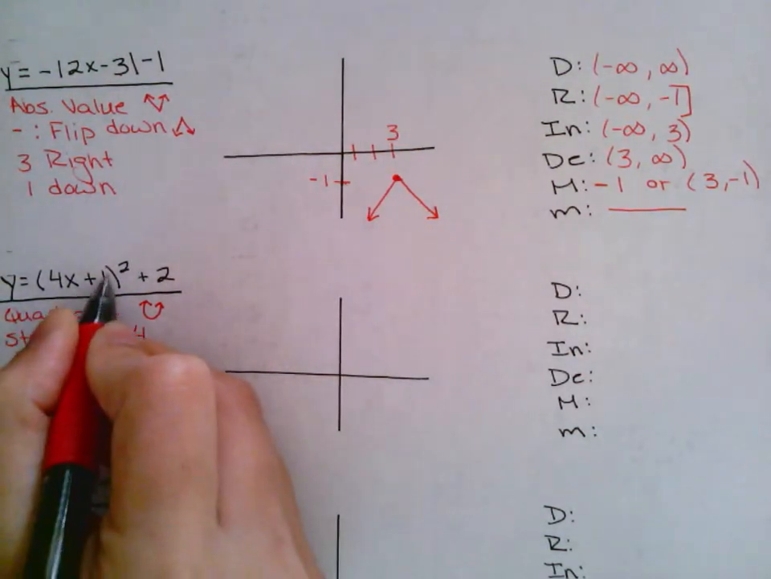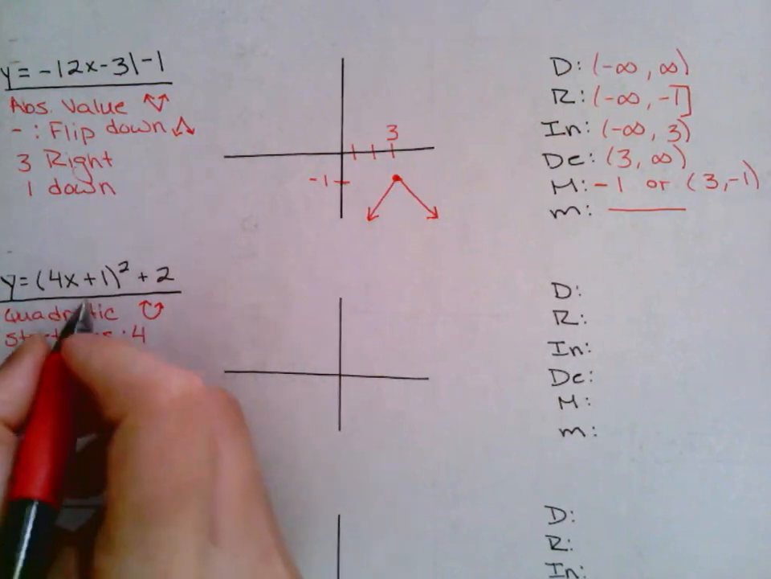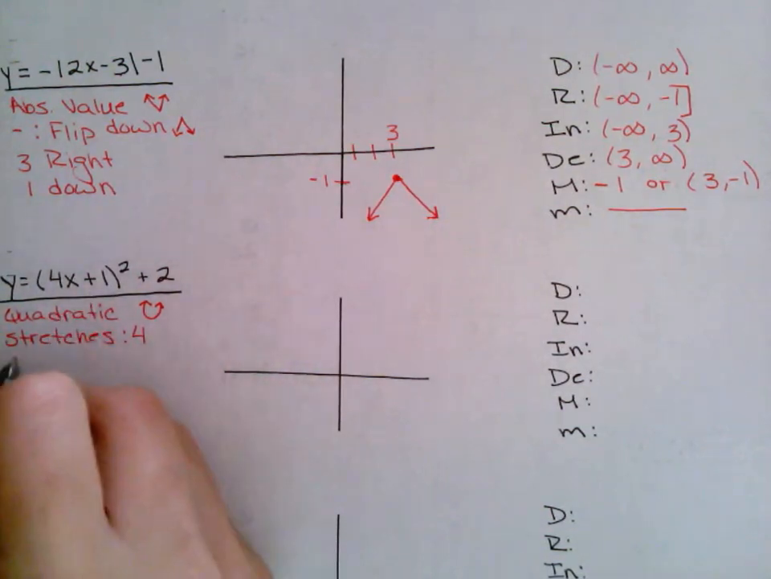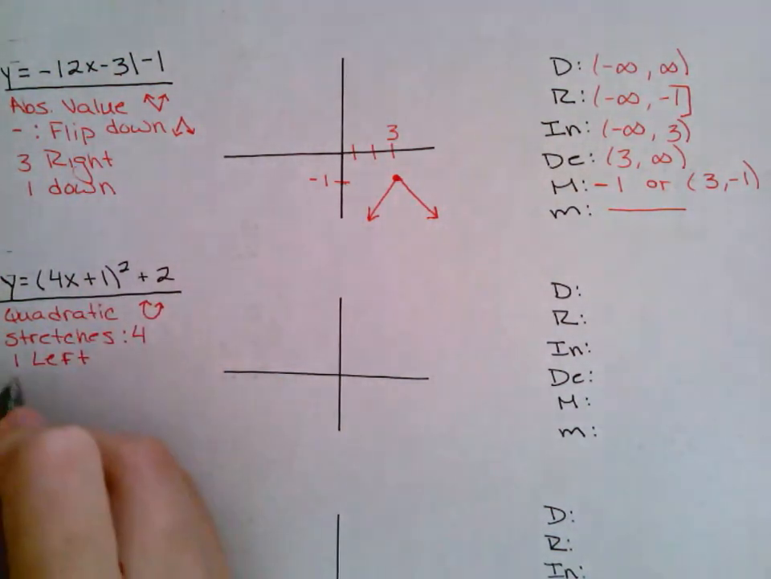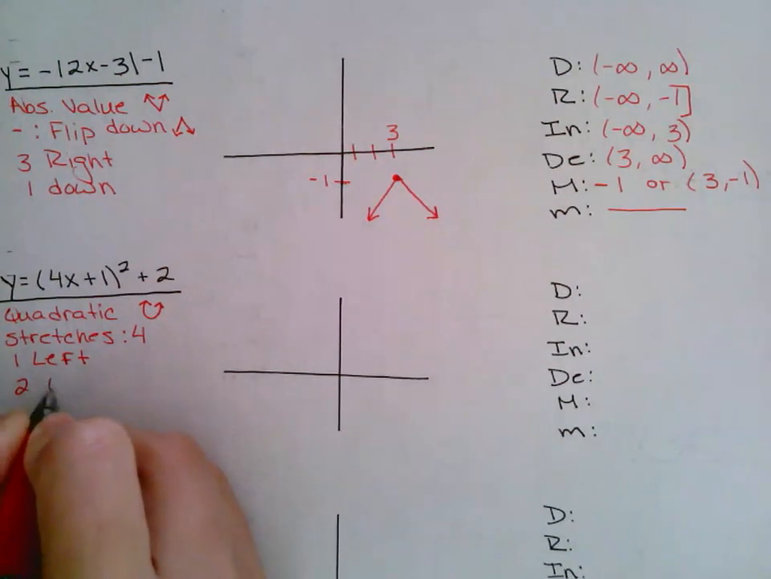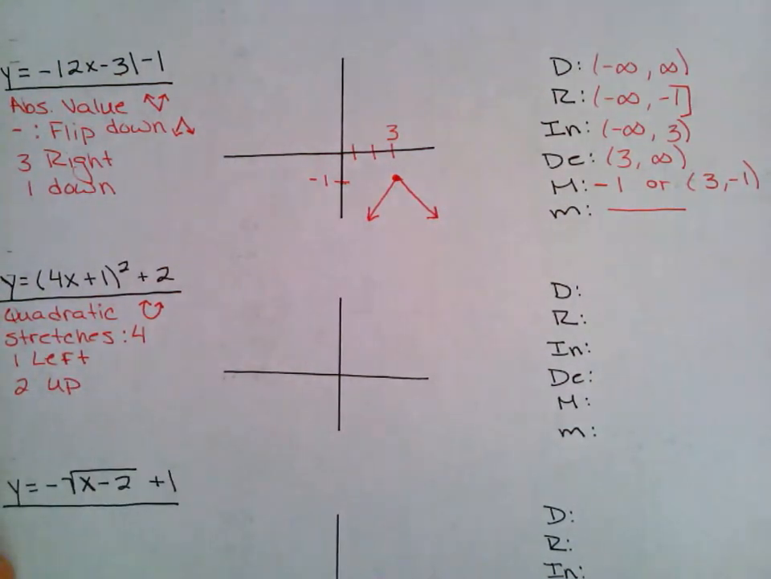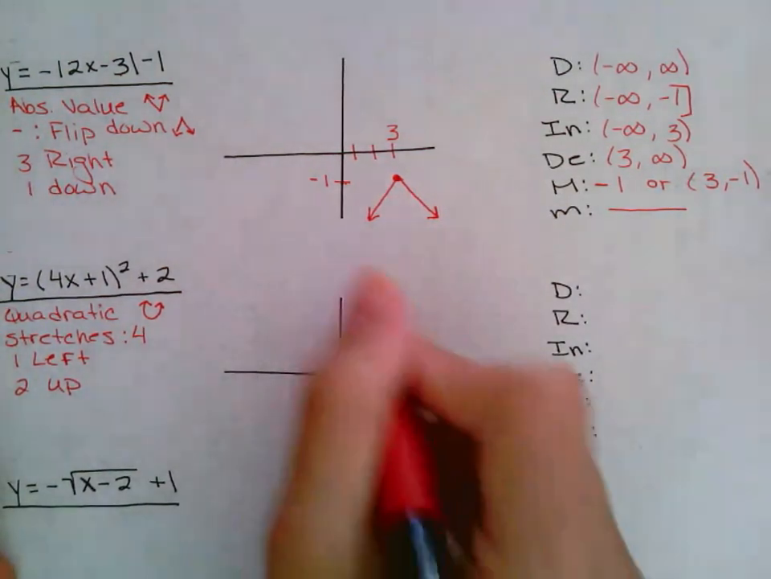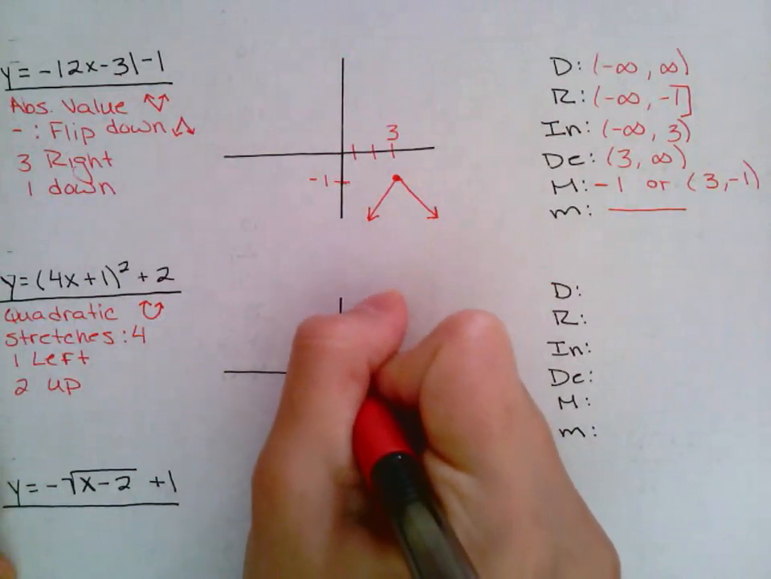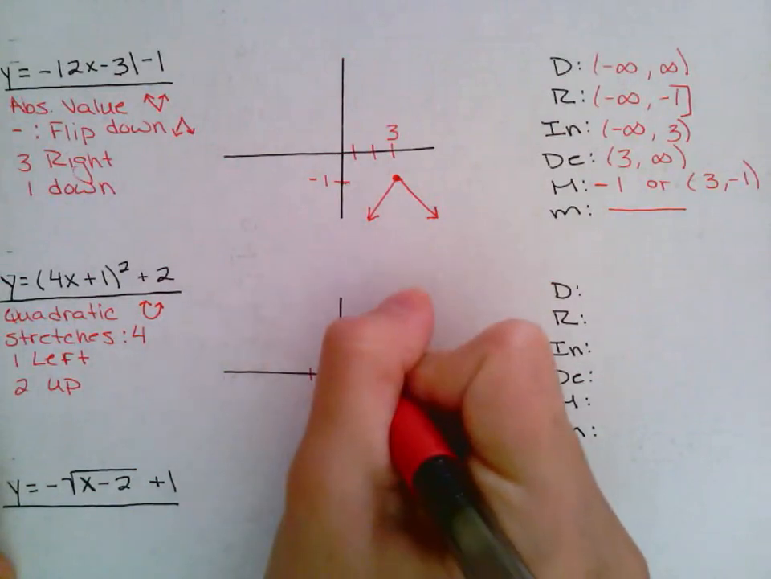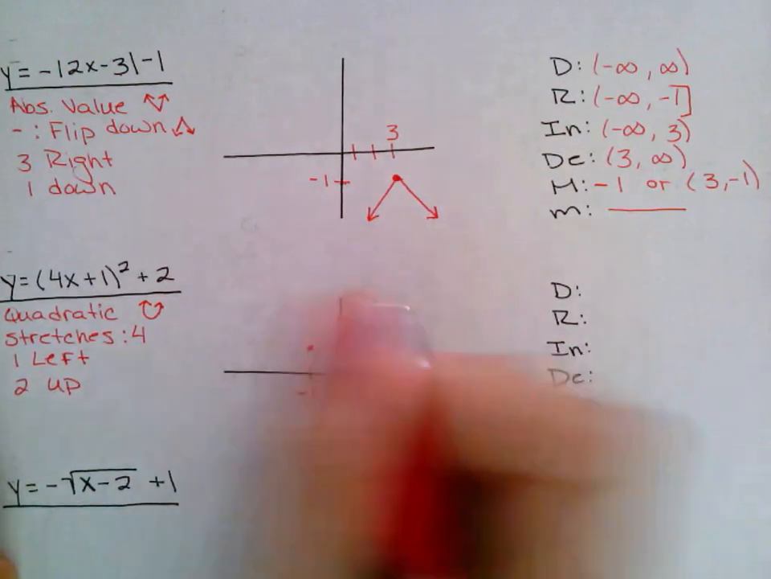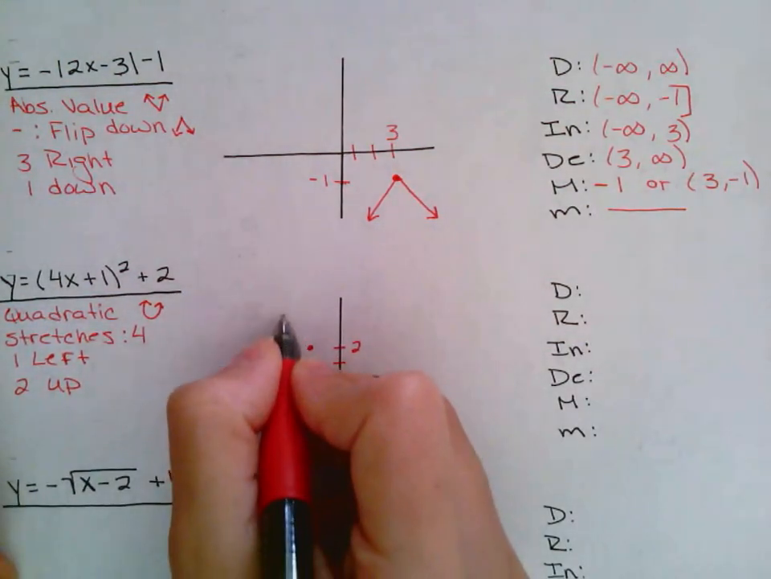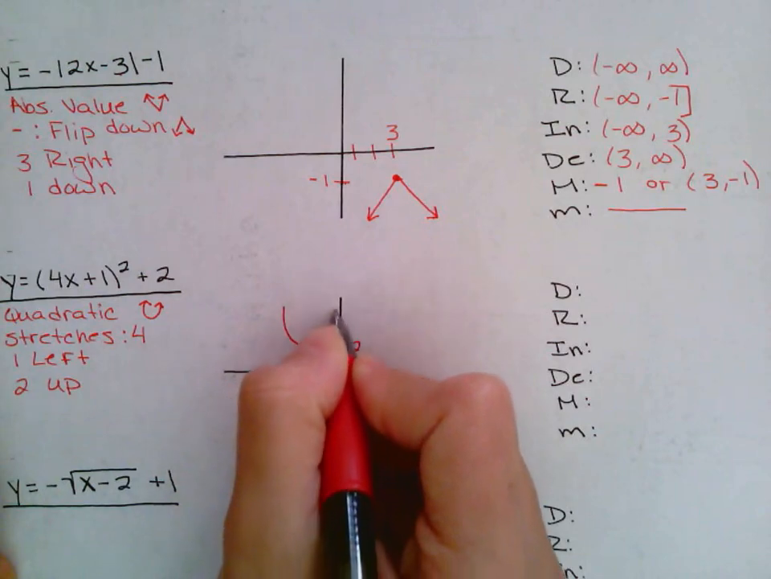I have a +1 on the inside of the grouping, so it's going to go side to side, opposite the sign. So it's going to move 1 to the left. And I have a +2 on the outside, so it's going to go up and down, same sign, so it's going to go 2 up. Okay? So I'm going to go 1, 2, and 1 to the left. I'm going to put my dot, and then it's positive, so my u is going to face upward.